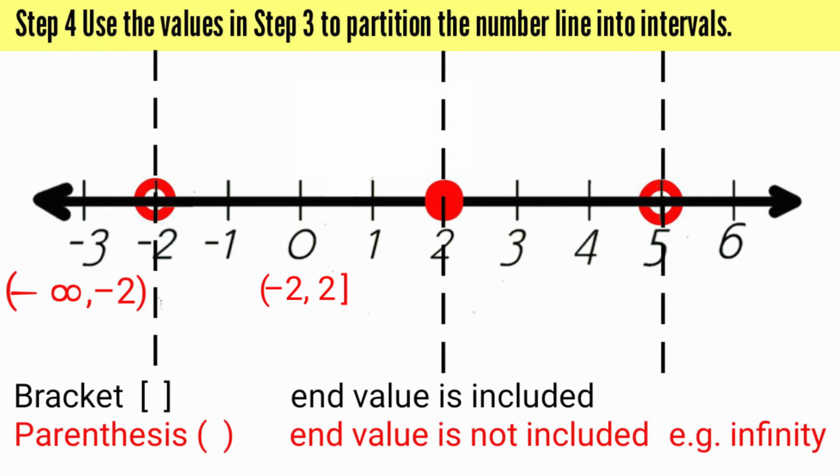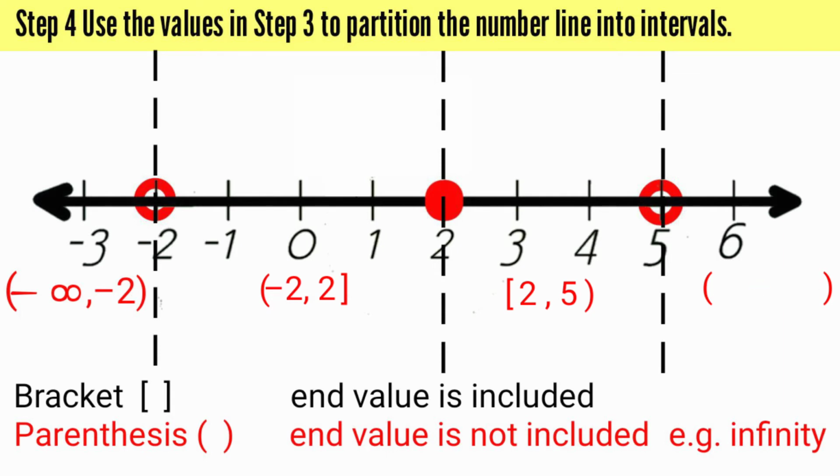So how about the next interval? The next interval is a left closed, right open interval, positive 2 to positive 5. Positive 2 uses a bracket, meaning it is included in the solution, and positive 5 uses parentheses, meaning it is not part of the solution. And the last interval is a left bounded and right unbounded interval, 5 to positive infinity.